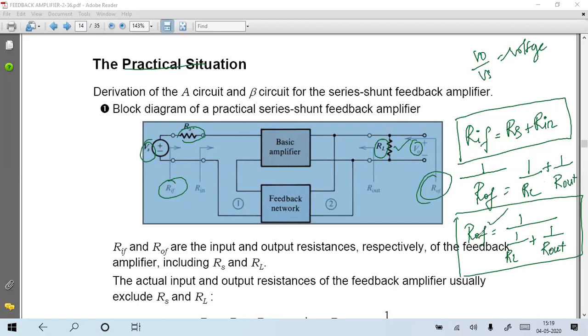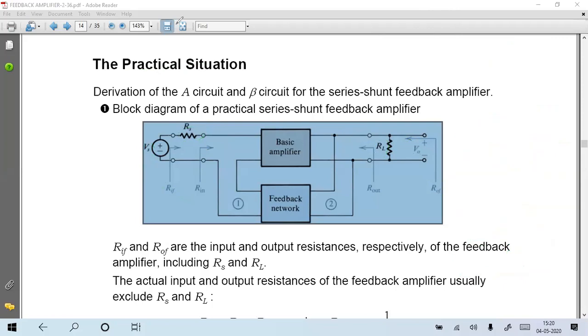Our output resistance of the feedback amplifier, and the input resistance of the feedback amplifier. Because in the practical case we are adding two resistors, one on the input side and one on the output side. The input side has the resistance RS, and the output side has the voltage across it, so RL. The output side is shunt in nature, so 1 by R naught F must be 1 by RL plus R out plus 1 by R out, because it is a shunt equivalent value.